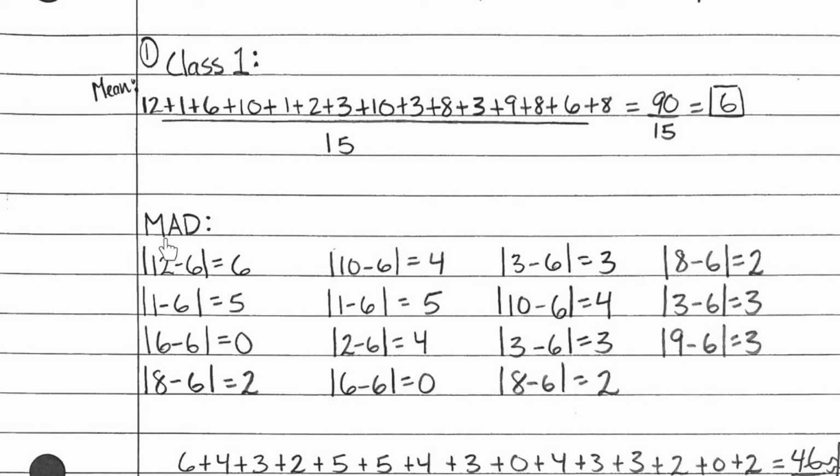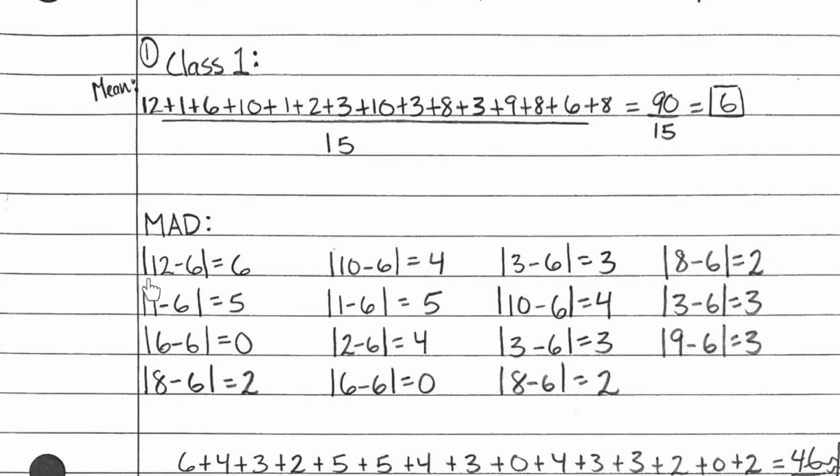Now to get the mean absolute deviation, the MAD, I have to take that 6 and subtract it from each of these. So it's going to be 12 minus 6, and then 1 minus 6, and 6 minus 6, and 10 minus 6, and so on. That's what I did here: 12 minus 6, and 1 minus 6, and 6 minus 6. And then the next one is 10 minus 6, and 1 minus 6, and 2 minus 6. Oh my goodness, there are 15 subtractions happening here because there are 15 numbers.